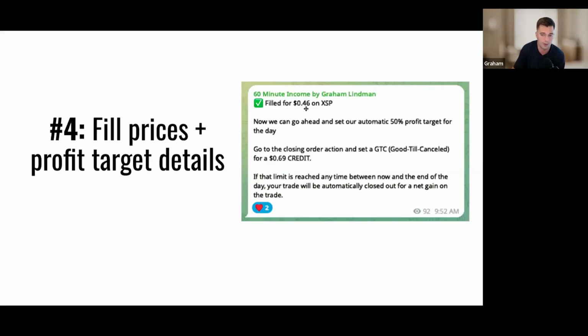Of course, if you got filled at a better or worse price than me, I'll walk you through in a moment how to set your profit target. But a very easy way to understand it is you just take your fill price and multiply it by 1.5. That gives you the 50% profit target on the options.